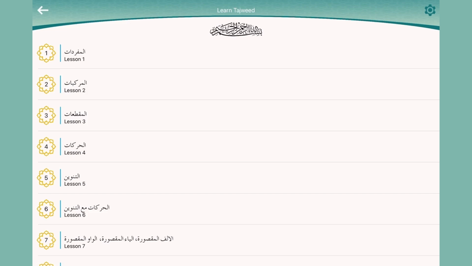Today we're going to learn Tajweed with Jaish on Learn Islam with Jaish. And today we're going to learn Tajweed lesson 1. Bismillahir Rahmanir Rahim. Let's start.